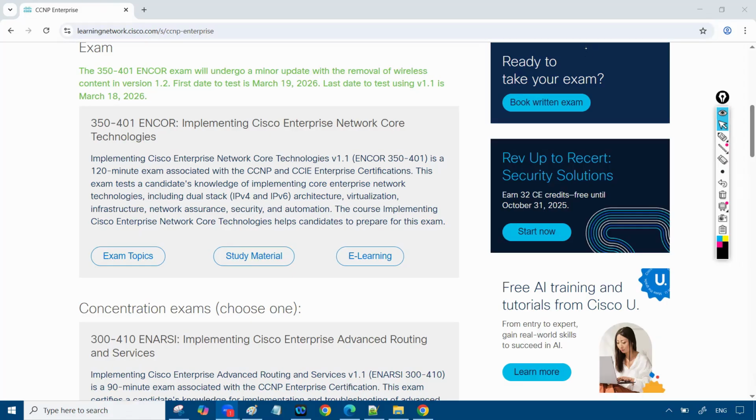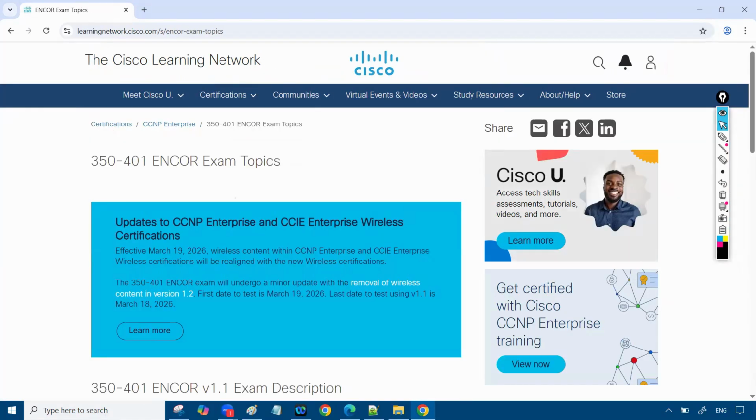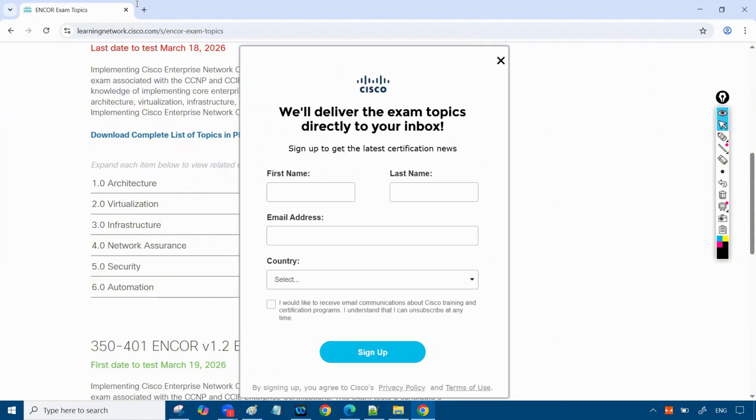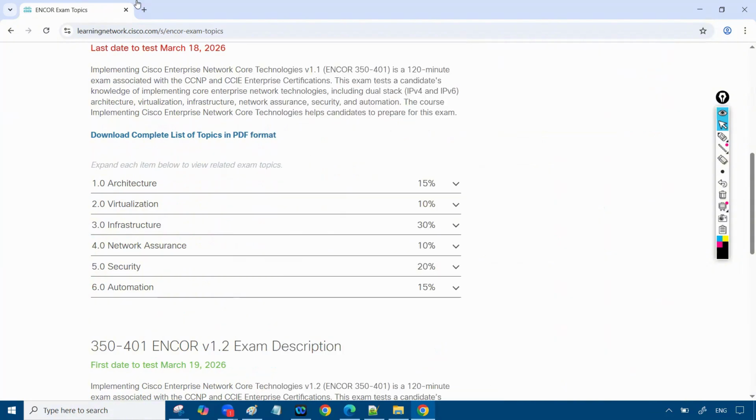This is the Cisco website. If I look at the exam topics, we have a lot of topics over here, right? Each topic has some weightage. If you look at the architecture, we have 15%. Virtualization is 10%. Infrastructure, we have 30%. Network assurance, we have 10%. Security, we have 20%. And automation, we have 15%, right?